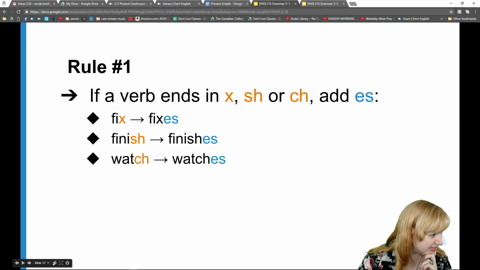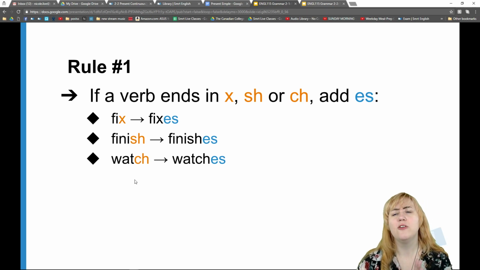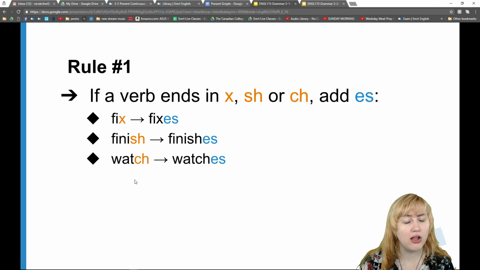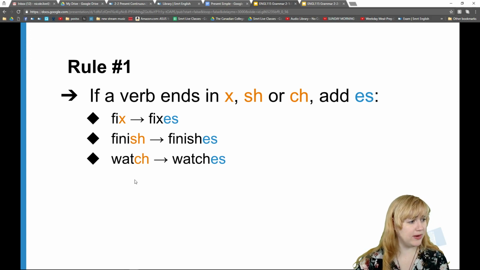We have some questions here. If it ends in O, so actually we're going to talk about that one in just a minute. If it ends in O, like the word go or do, yes, we're also going to add es. Good. And that's true for many, but not all nouns as well. Like the word hero, we would add an es. So good. We'll talk about that in just a minute, Claudine. Good job.